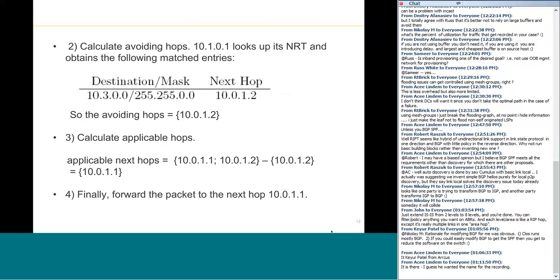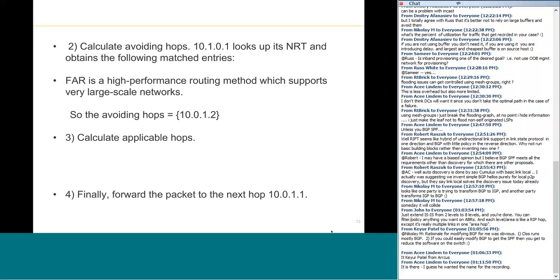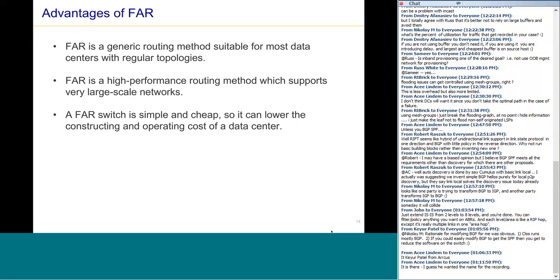To calculate the hops to avoid, 10.1.0.1 looks at the negative routing table, which has the following entry: 10.0.1.2. So the hop to be avoided is 10.0.1.2. Finally, it calculates the applicable next hop by subtracting the negative routing table, which is 10.0.1.2, from the basic routing table, which includes both 10.0.1.1 and 10.0.1.2. So the final next hop to forward packets to is 10.0.1.1.